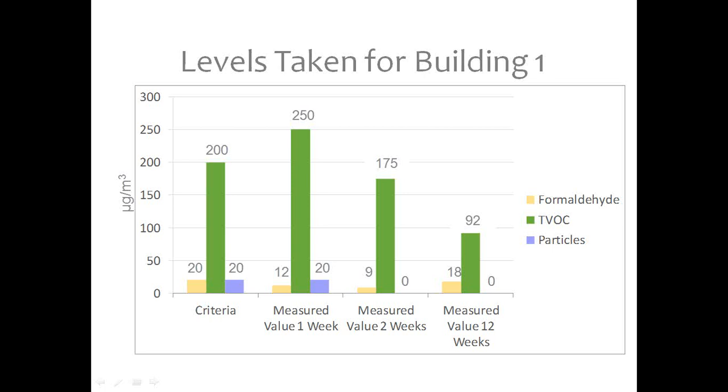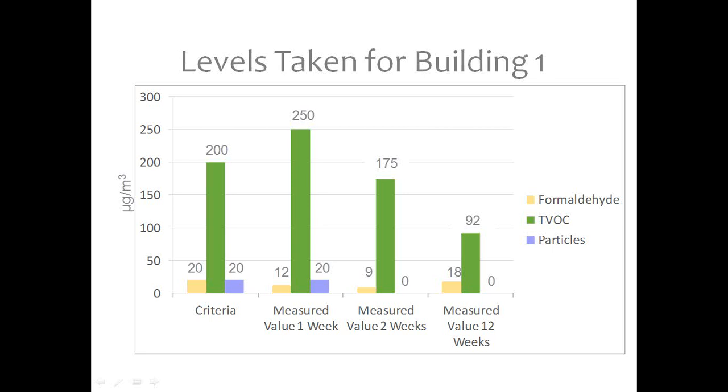200 was the requirement. Week number 1, when they measured, now remember, this is the building that did everything right. Slightly higher, but by week number 2 had fallen below the criteria level. And then 3 months out was now below half. So very quickly reached a safe level.